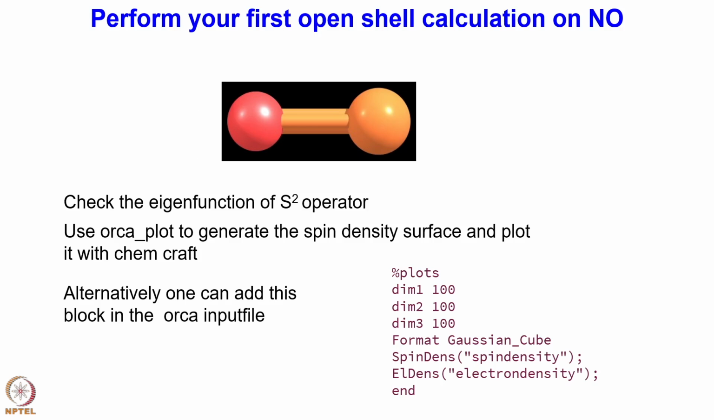With the knowledge we have, the first calculation we will perform on open shell molecules is on nitric oxide. Nitric oxide is one of my favorite molecules. It has implications in atmospheric chemistry, in petrol combustion, and in biology. So I really like this molecule. What we will do is first draw the structure and run a calculation, then check the eigenfunction of the S square operator, and then maybe plot the spin density surfaces and visualize it.